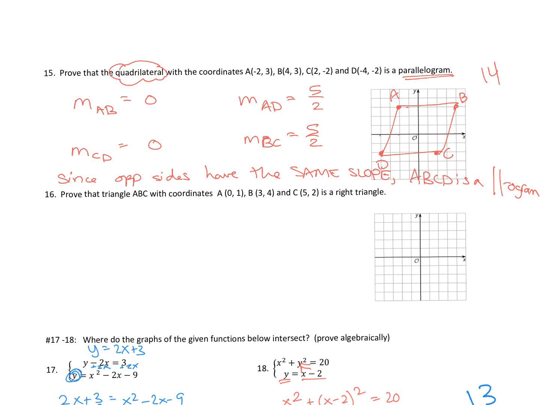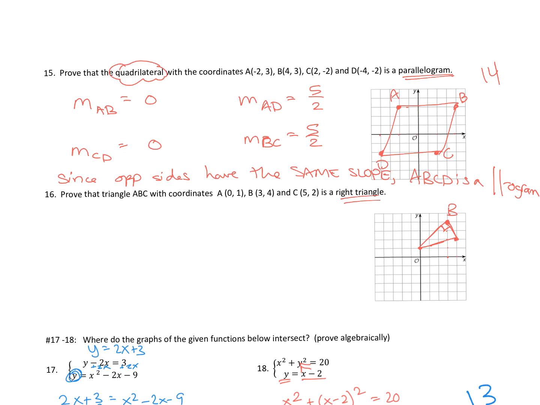So let's take a look at 16. Again, plot your 3 coordinates. What is it? (1, 0)... (3, 4), (5, 2). So this is my right triangle. I'm going to assume that that is my right angle right here at B. So it wants me to show that it's a right triangle.